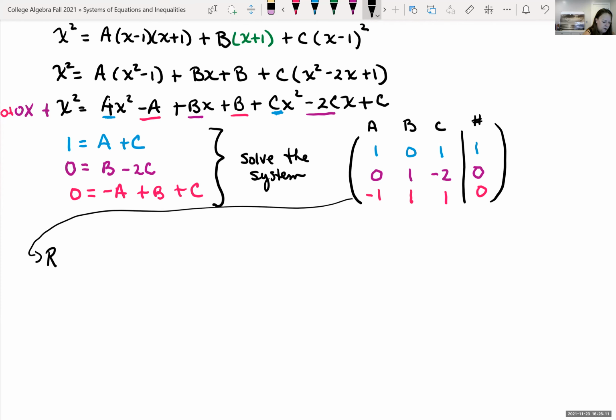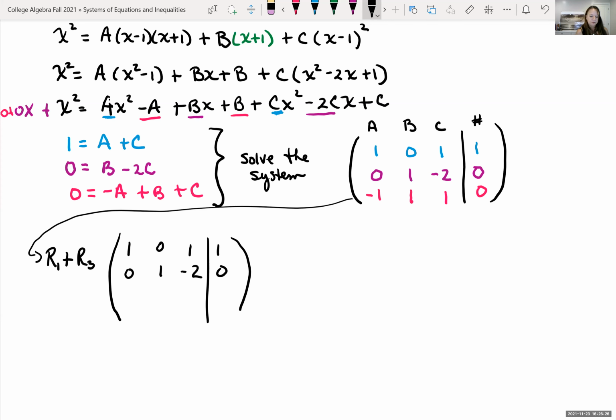So we're going to do row 1 plus row 3. I'm going to rewrite my row 1, 1, 0, 1, 1. Rewrite my row 2, 0, 1, negative 2, 0, because I wasn't really changing those. And now let's rewrite our new row 3. So row 1 plus row 3.